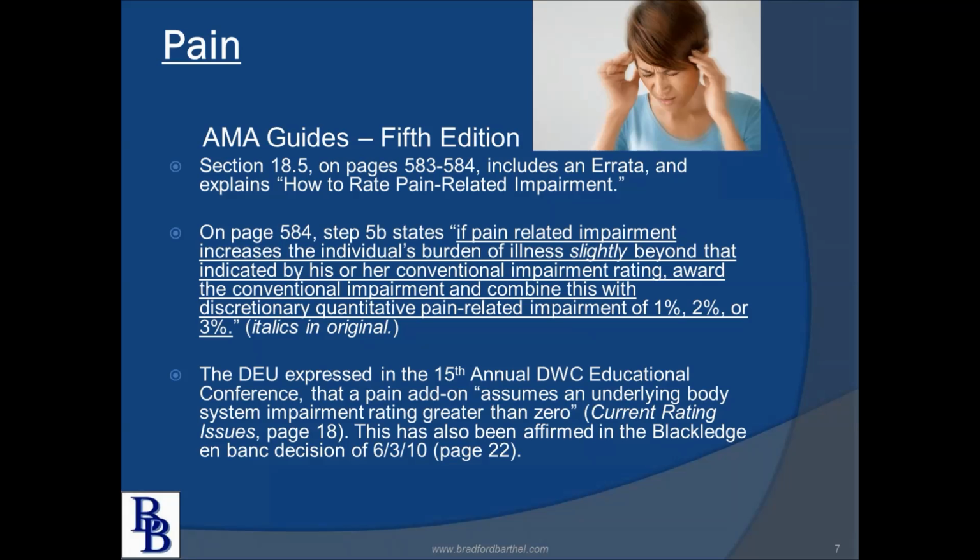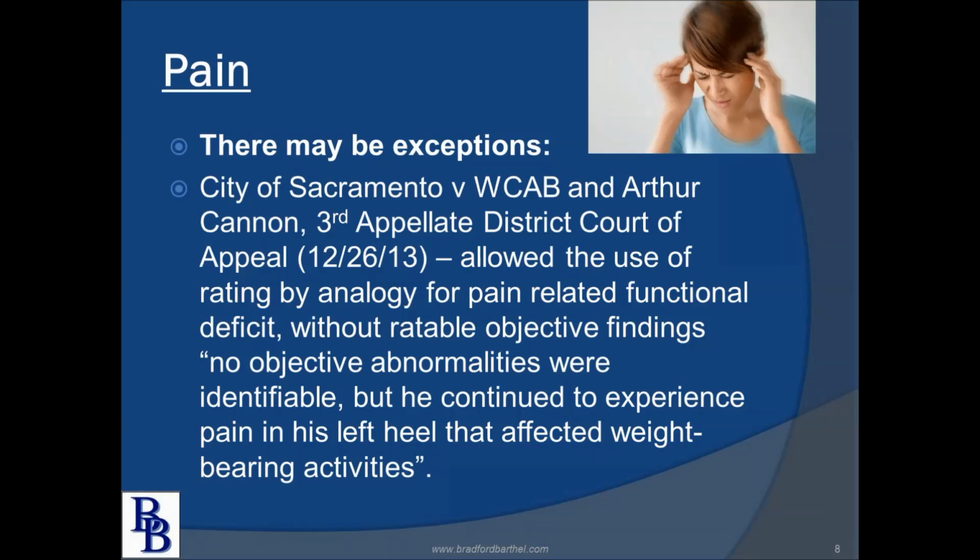The DEU long ago adopted the position that there must be an underlying impairment in order to add pain. That also was affirmed in the Blackledge and Bank decision in 2010. And what those say is that you can't add pain to a 0 WPI. So there must be an underlying impairment in order to add pain. However, there may be exceptions.